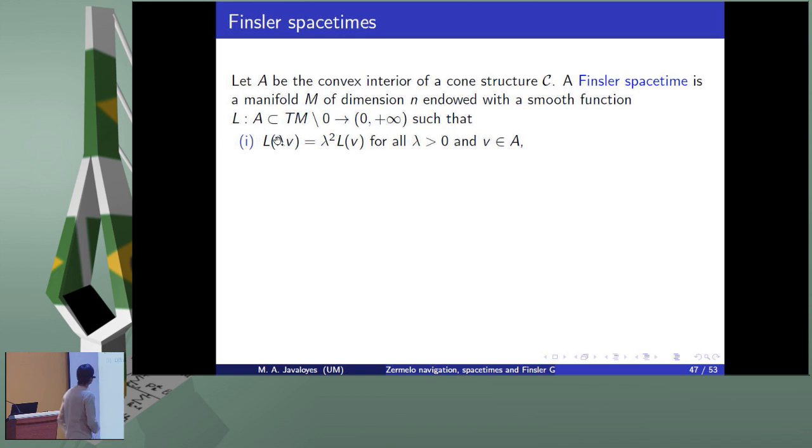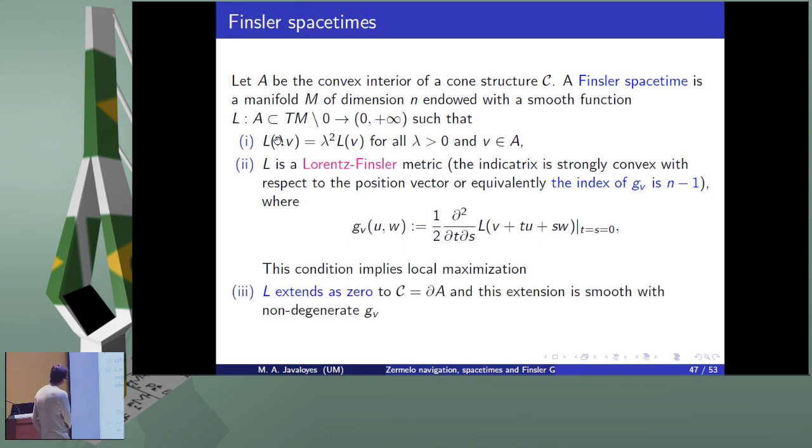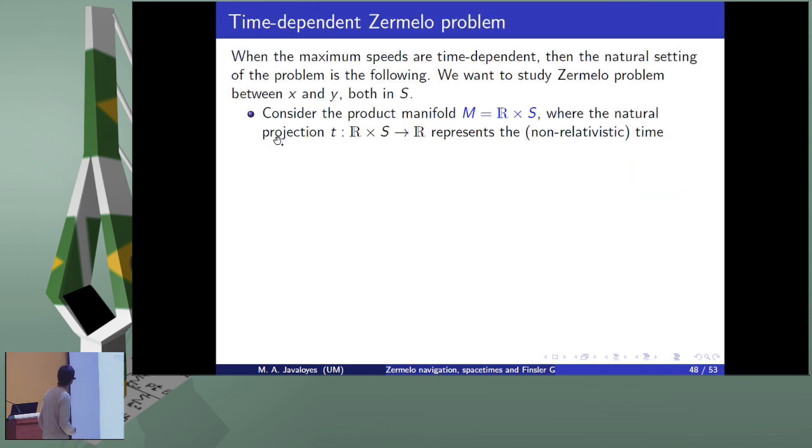So, in this case, we can define a Finsler space-time using the cone. Basically, we have to define a positive function which is homogeneous of degree 2, and such that the fundamental tensor is of index n-1, that is, Lorentzian. The third condition is that on the boundary it has to be 0, because if you know something about Lorentzian geometry, the cone is the region where the metric is equal to 0. So this is the definition of a Finsler space-time.